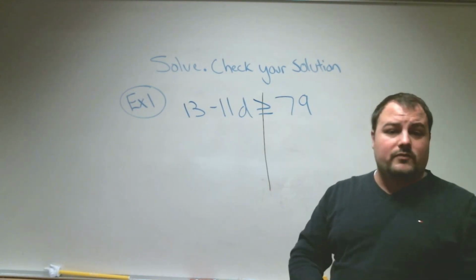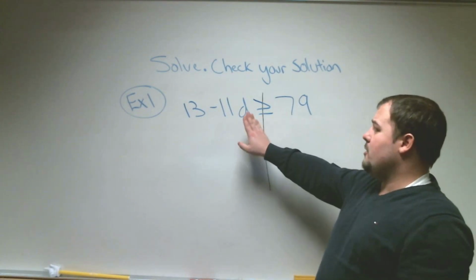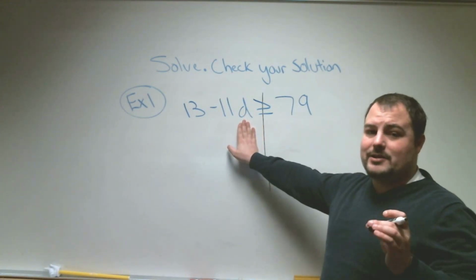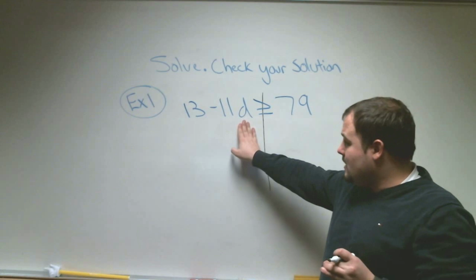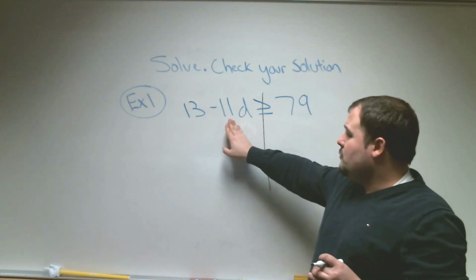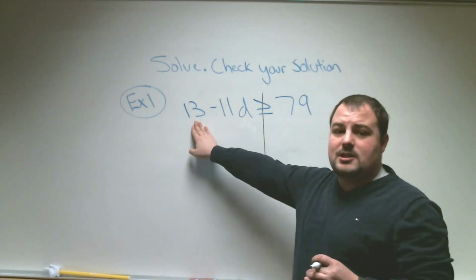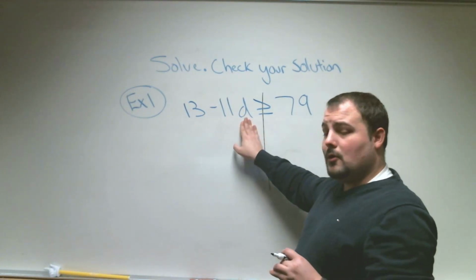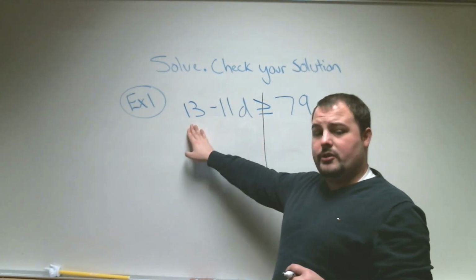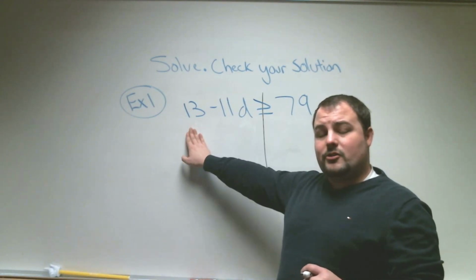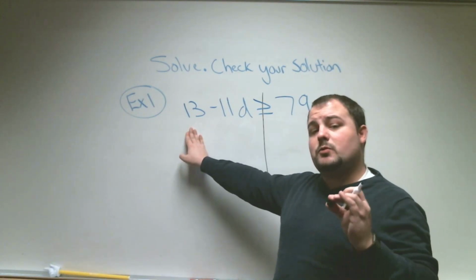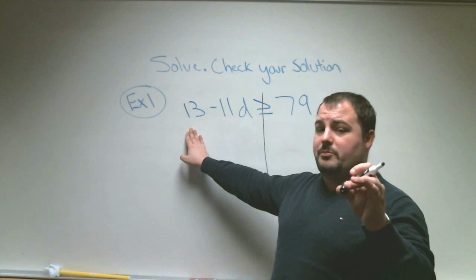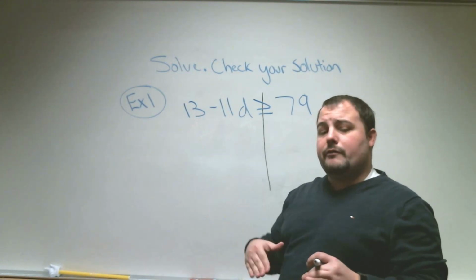We're going to treat this like we've done problems in the past, so we put our hand on the variable because our goal is to get that variable by itself. We look at the variable, we see 11, and we see 13. So we need to ask ourselves, do we get rid of the 11, which is multiplying by d, or do we get rid of the 13? Hopefully you guys are thinking 13, because we always get rid of a number that's not with the variable first. So we're going to get rid of 13.